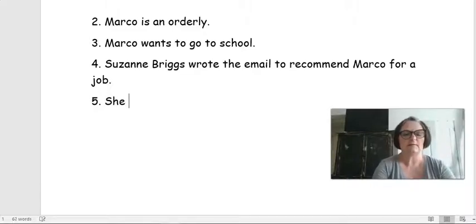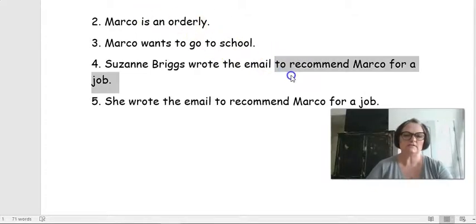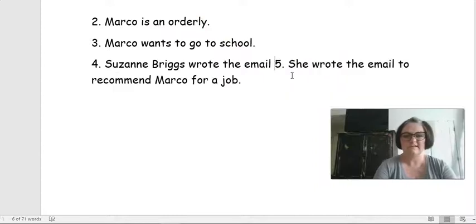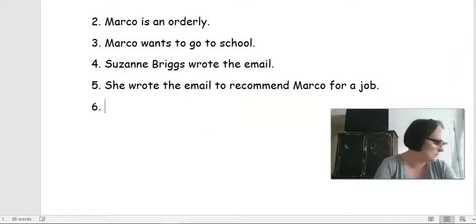Well, I guess I could have put that. She wrote the email to... So actually, we could leave that off of number 4 if we wanted to, and just say that she wrote the email, because number 5 answers it again, but it doesn't really matter. It's just more detail than it requires.